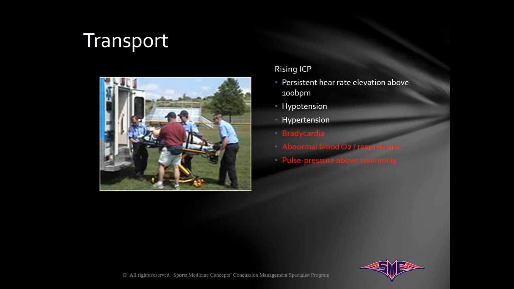Consistent hypotension, consistent hypertension, and as I've alluded to before, specific to rising intracranial pressure, bradycardia combined with abnormal respirations, which would be indicative of just respiratory rate. But also, using the pulse oximeter, we could have what we believe to be respirations within normal limits, but if we see that pulse oximeter starting to drop below 97, especially over serial measurements, that's going to be indicative of respiratory problems, the inability of the body to provide oxygen. Pulse pressure above 100 millimeters of mercury is certainly indicative of intracranial pressure change.